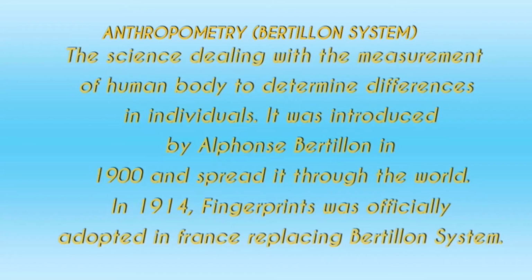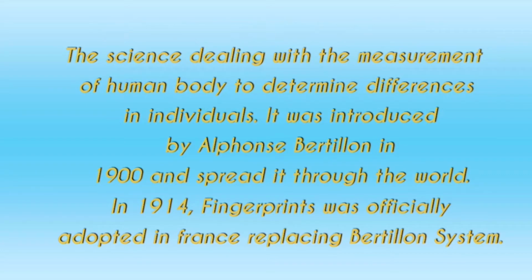Anthropometry, the Bertillon system, is the science dealing with the measurement of the human body to determine differences in individuals. It was introduced by Alphonse Bertillon in 1900 and spread throughout the world. In 1914, fingerprints were officially adopted in France, replacing the Bertillon system.